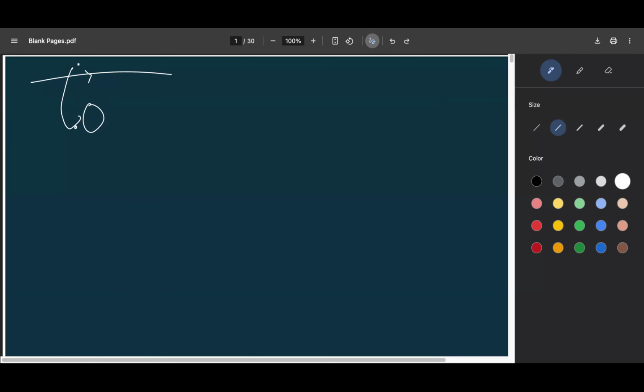Due to this wire, if I put a loop here, due to this magnetic field there will be some induced current, right? So this is basically something called self-inductance. Okay, this was the case of self-inductance.